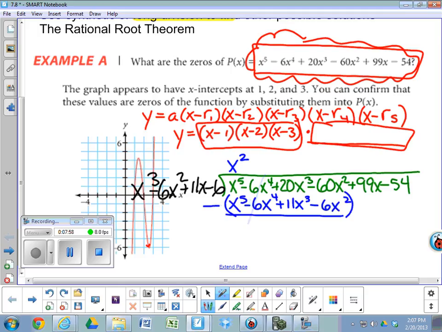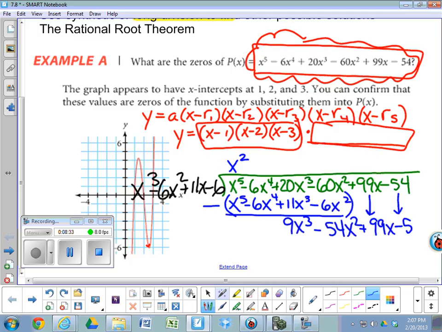Then 20x cubed minus 11x cubed. Keep things lined up. Then negative 60x squared, double minus makes it plus 6x squared. Negative 54x squared. Usually, you then bring down the next digit in long division. In this process, you bring down both of these. Bring everybody down. And then start the process over again. This will be the last of the processes, though.